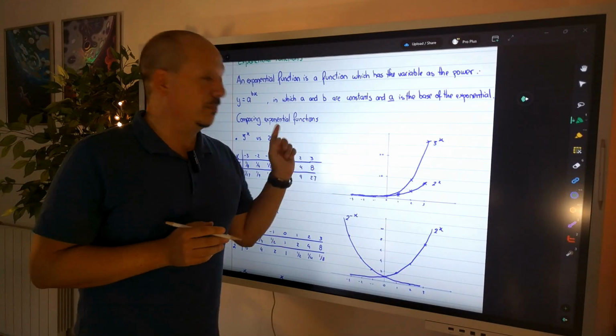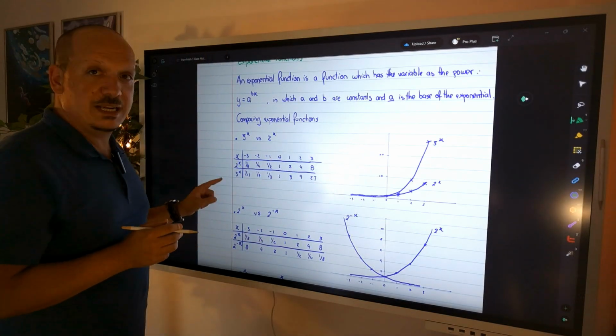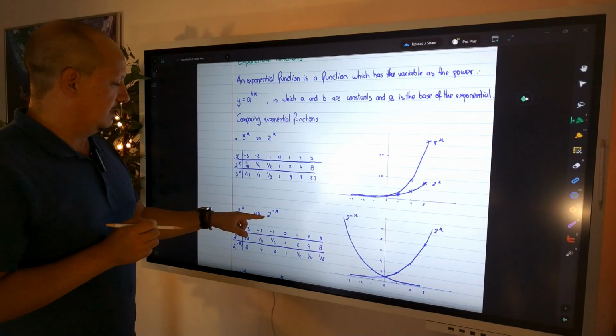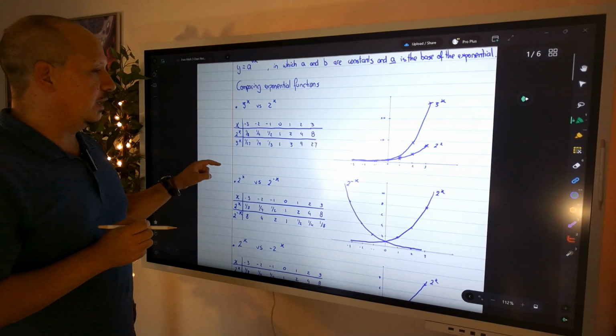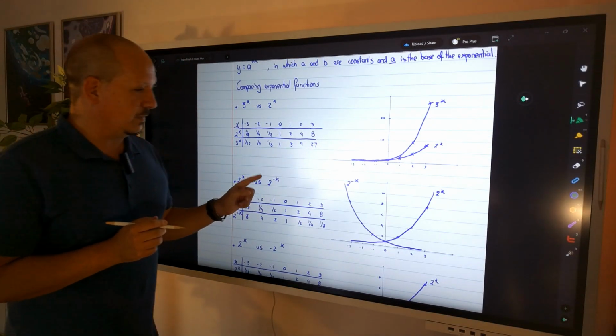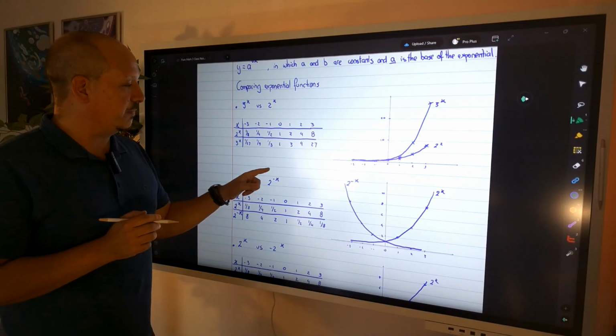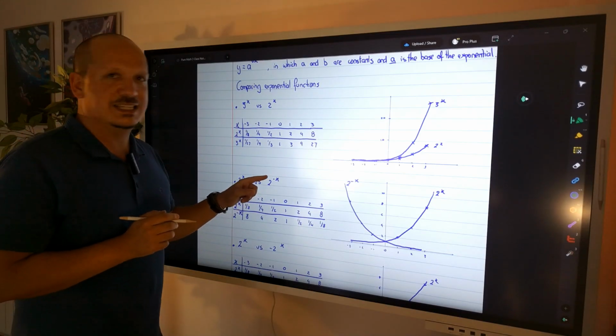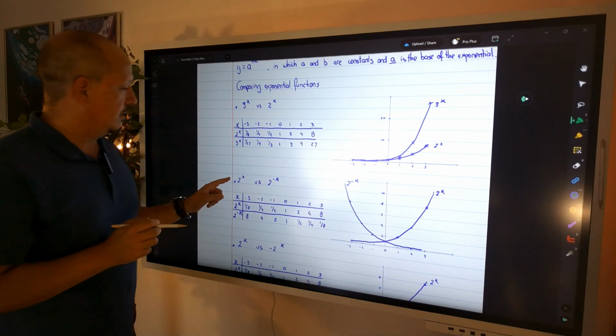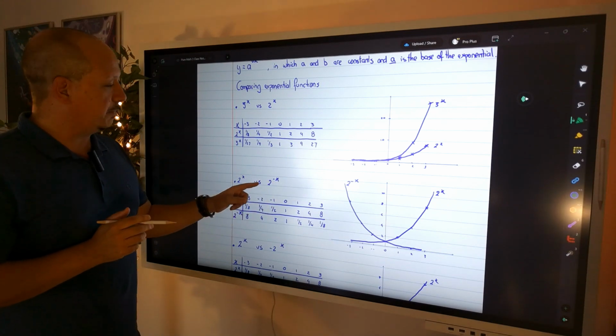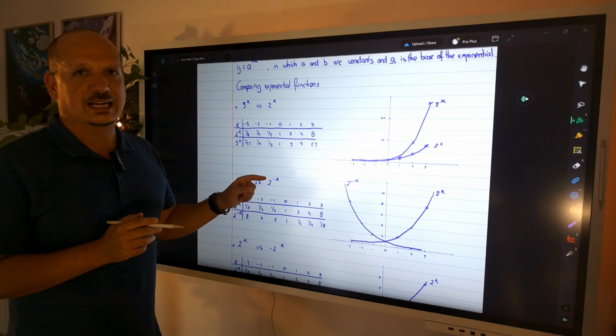Increase only when the base is positive, because if the base is negative, what is going to happen? Look over here. Not if the base is negative, sorry. If the coefficient of the power is negative, what is going to happen? Here you have 2 to the power of x compared with 2 to the power of -x.